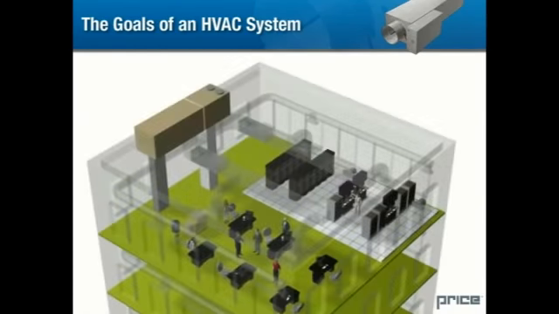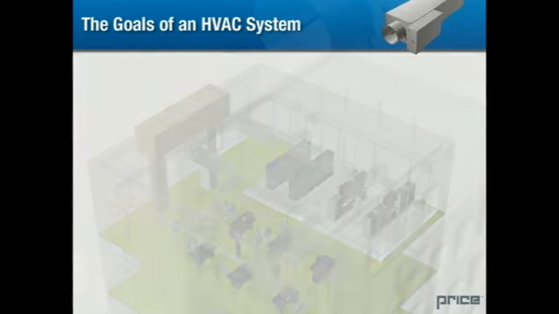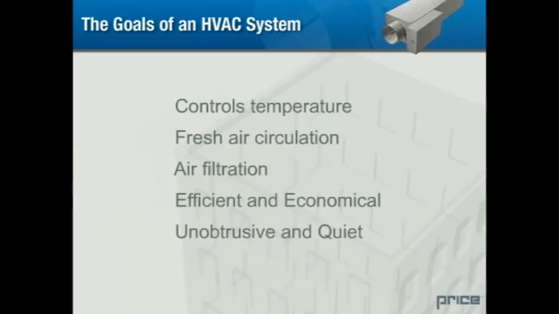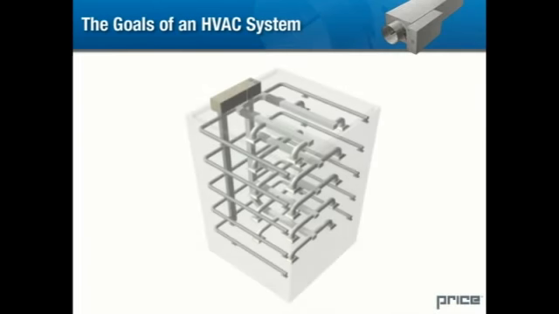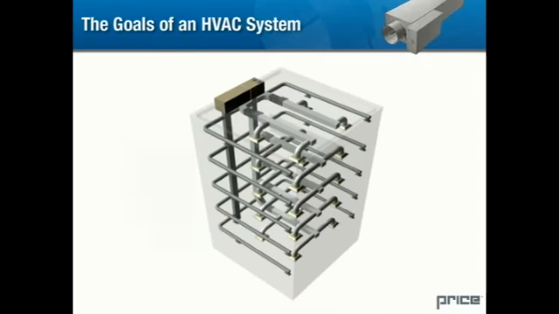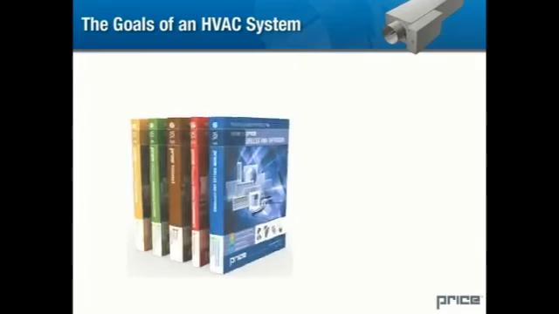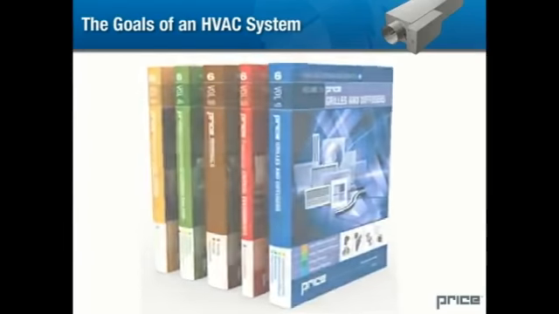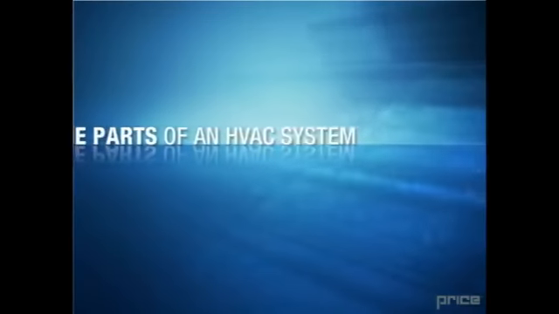By understanding the importance of occupant comfort, we realize the significance of the HVAC system in a building design. It's responsible for controlling the temperature in the environment, providing fresh air to the occupants, filtering out dust and contaminants, while operating in an energy-efficient and unobtrusive manner. The following section covers the different parts that make up a basic HVAC system. Once we understand the range of components involved, we can better understand the reasons for choosing system components from Price's extensive product line.